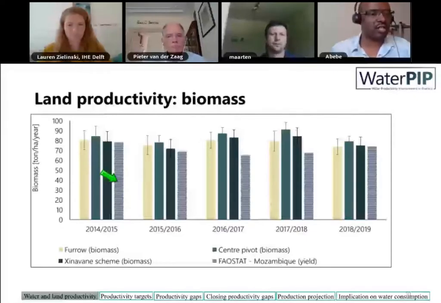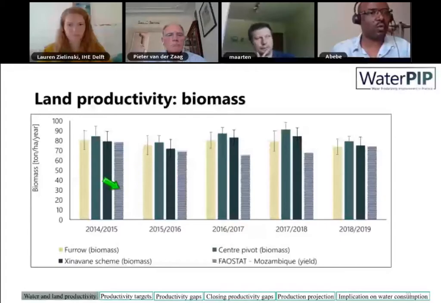In fact, the difference between those is not purely because it's different, but rather because the last one shows the yield, which means after multiplying the biomass by the harvest index. Also, the difference is due to the fact that the yield from FAOSTAT for Mozambique is an average over the whole Mozambique area, which includes also rainfed. So this is the biomass. And as you can see, the variation is there across technology, and the bar also shows the standard deviation across space.